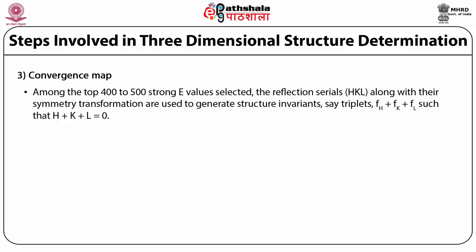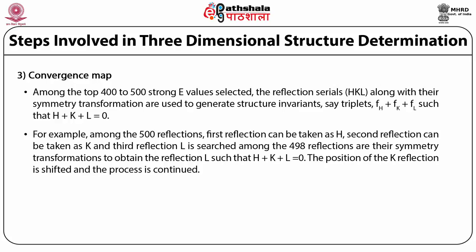For example, among the 500 reflections, the first reflection can be taken as capital H, the second reflection can be taken as capital K, and the third reflection, capital L, is searched among the 498 remaining reflections and their symmetry transformations to obtain a reflection L such that H plus K plus L equals 0. This is possible because these indices can take positive, negative or zero values.